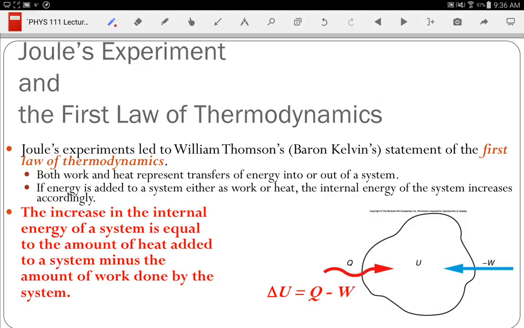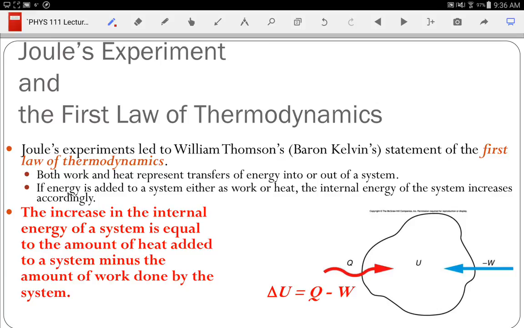And also highly unusual. So William Thomson used this to do some energy balance and come up with the first law of thermodynamics, which is extremely important in all of physics. The first law of thermodynamics says that energy cannot be created or destroyed. It can be shifted from one type of energy to another.